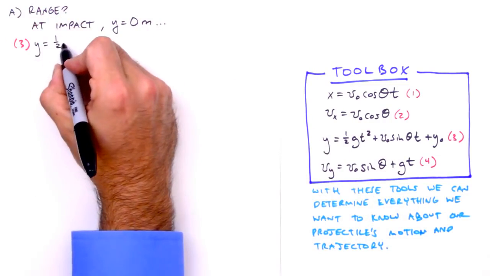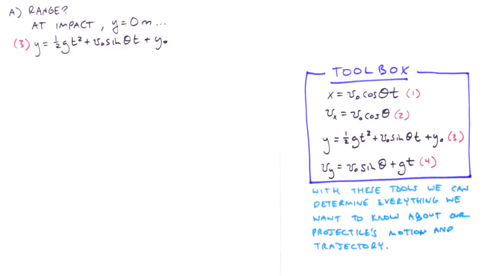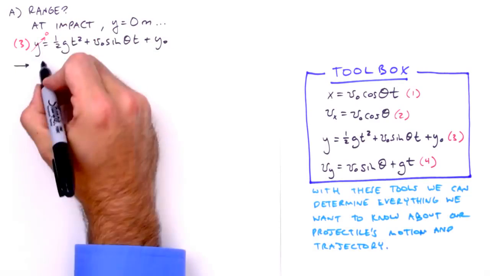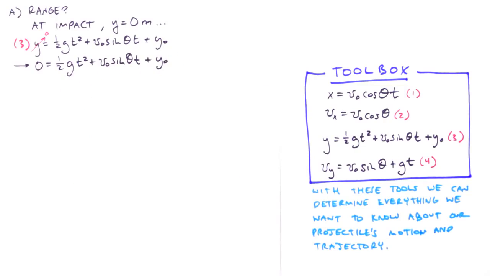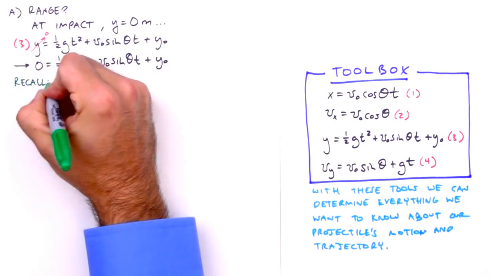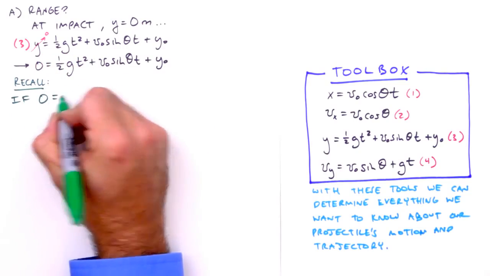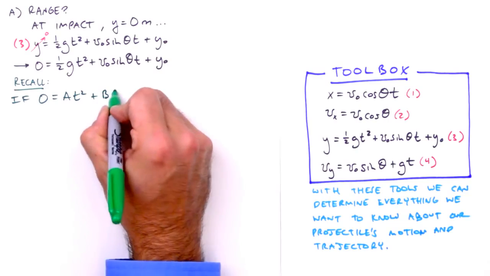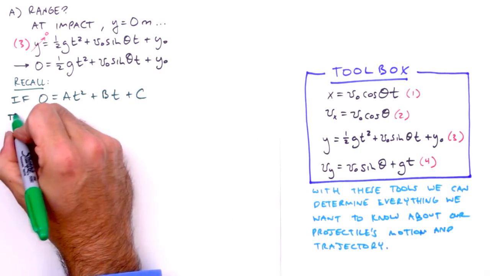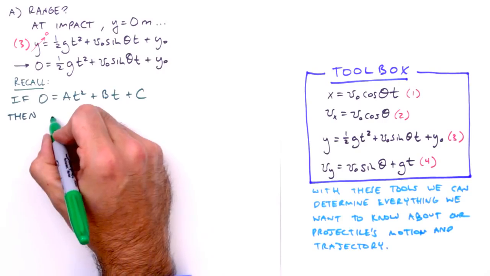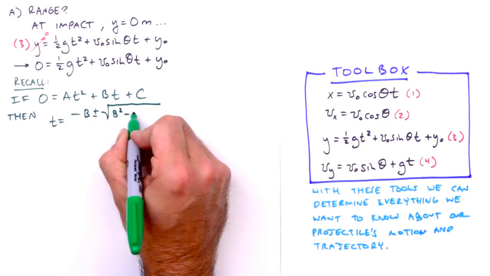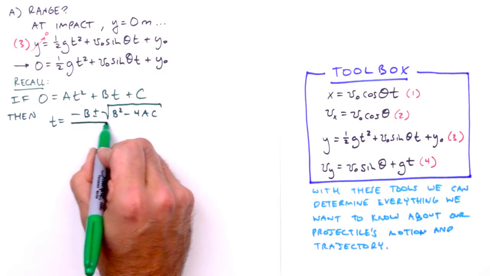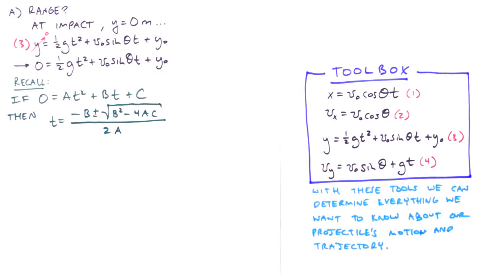So we'll start by writing equation 3. We'll set y to 0 and rewrite for clarity's sake. Does this equation ring any algebraic bells? Perhaps if we recall its more general form and solution. If 0 equals a t squared plus b t plus c, where a, b, and c are all constants, then t equals negative b plus or minus the square root of b squared minus 4ac all over 2a. Yep, that's how I remember the quadratic formula.